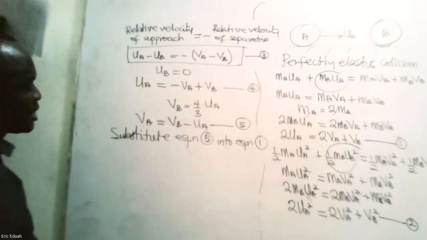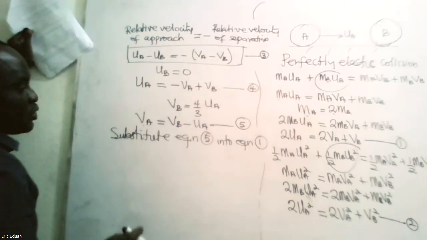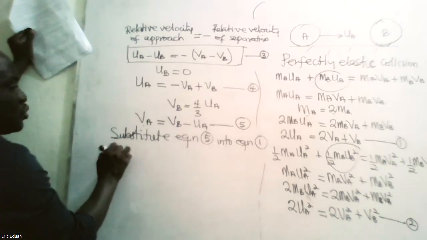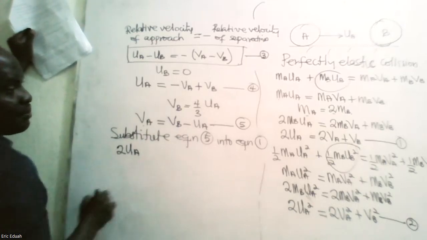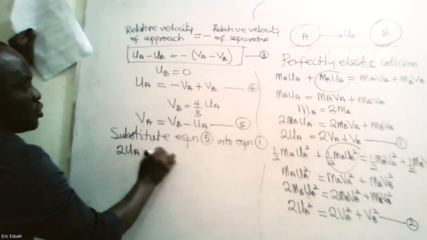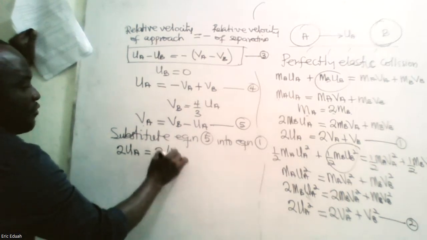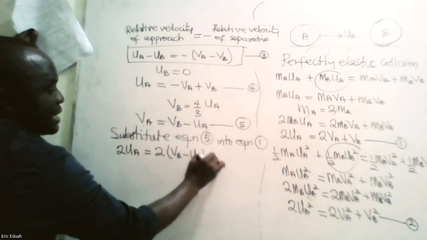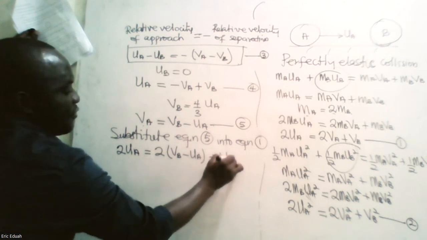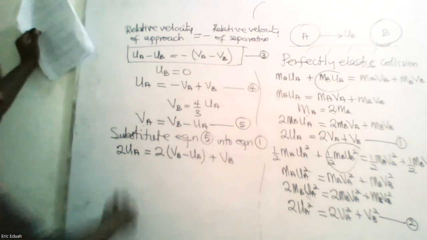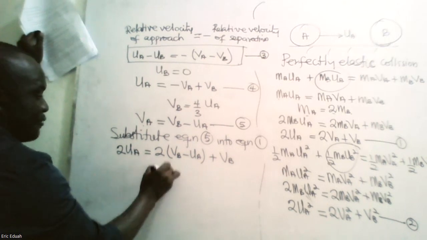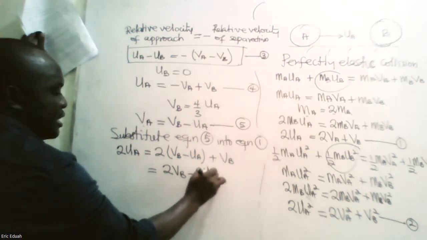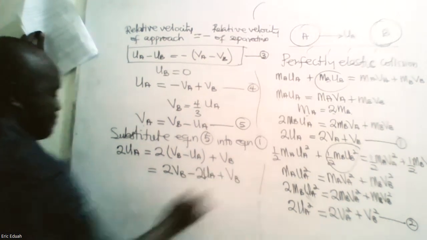So when we substitute equation 5 into equation 1, this is what we have. We have 2 UA is equal to 2 VB minus UA plus VB. Let's expand. When we expand, we have 2 VB minus 2 UA plus VB.